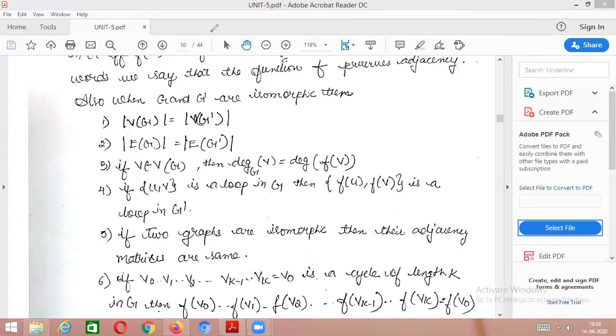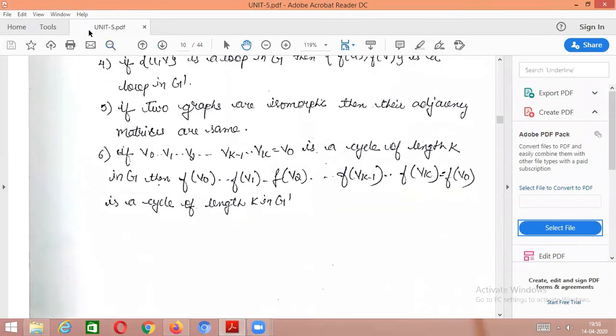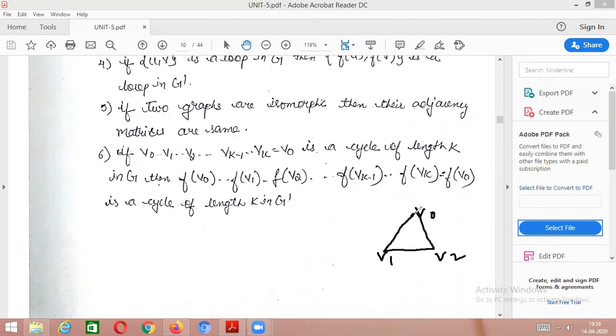Next, the sixth property. I want to explain about a cycle first, then I'll go to the sixth property. For example, there are three vertices: V0, V1, V2. I start with V0, join V1, V2, adding edges, and back to V0. So it started at V0 and ended at V0. That means this is a cycle. When the starting and ending points are the same, it is called a cycle: V0 to V1, V1 to V2, V2 to V0.